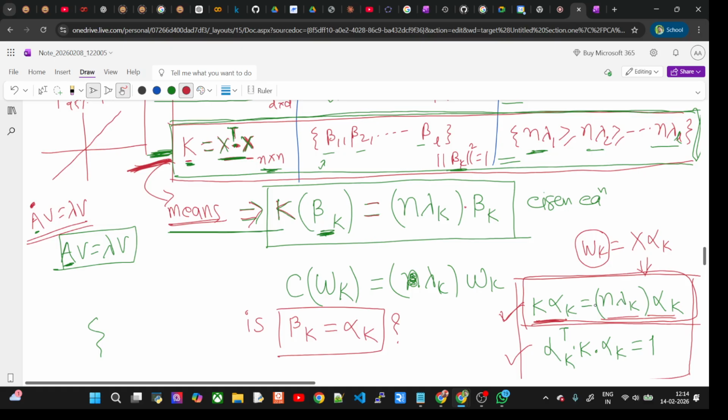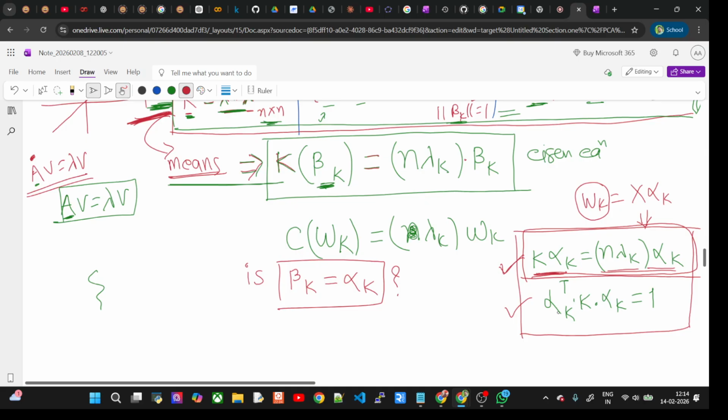But if they are the same, you are saying that, oh, they are the same, but there is another equation. Because if alpha k is the same as beta k, then it also has to be that beta k transpose K into beta k should be 1. Is this also there? If both are the same, then these things also have to be the same. Are they the same? That we need to find out, whether alpha k and beta k are the same or not. That we need to figure out here.